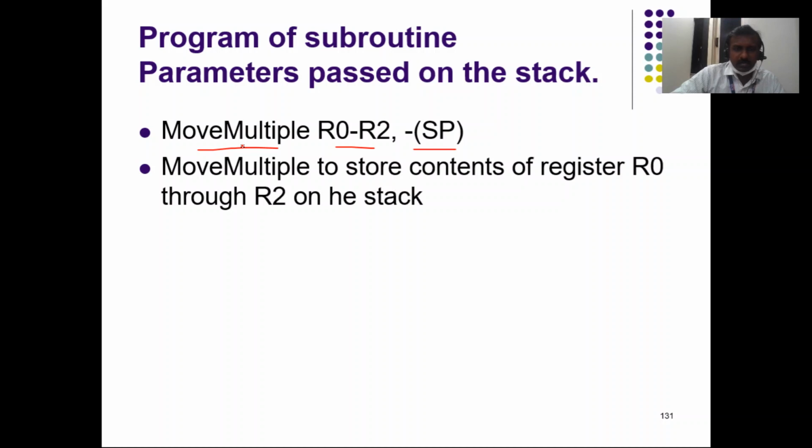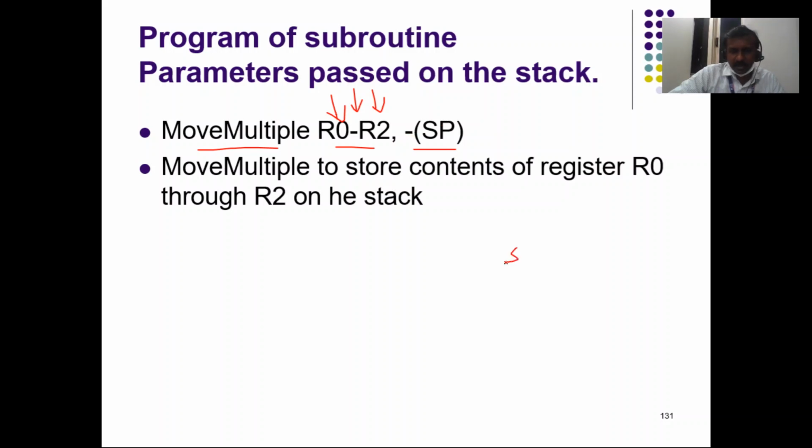Move multiple means move multiple values. So it moves all these values. What are the values? The content of R0, the content of R1 and the content of R2. That is, starting from the register R0 to R2, all its content will be moved to the stack. Why is it minus SP?